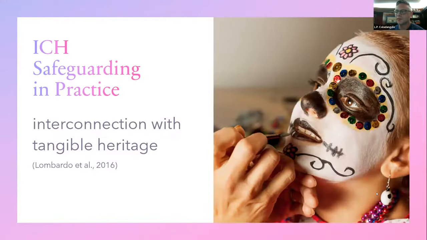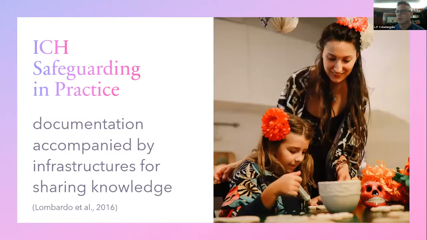Researchers and scholars have also added other relevant observations and dimensions for how to safeguard ICH. First, there's a recognition that any effort to preserve, represent, or transmit intangible heritage is underpinned by the notion that intangible heritage is inextricably bound with elements of tangible heritage, including cultural objects and artifacts. Next, recognizing that documentation alone is insufficient, when documents about intangible heritage are created or stored, they must be in support of or used in systems that are intended to help cultural heritage practitioners share and transmit their ICH knowledge.